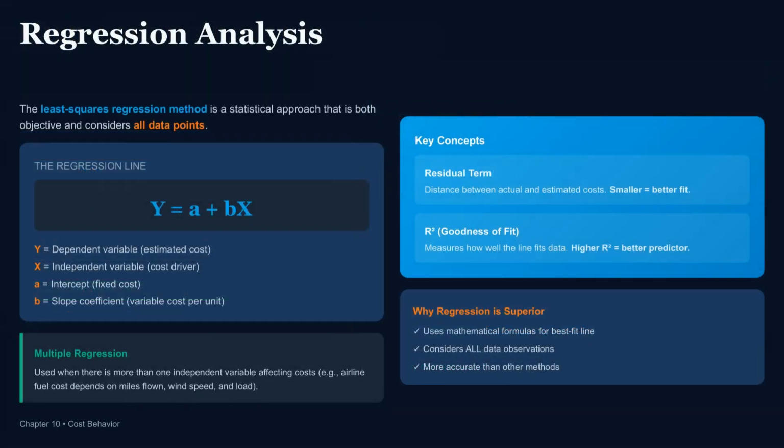Dive into regression analysis, where least squares regression offers a mathematically robust approach. This slide explains the equation y equals a plus bx and unpacks key concepts including residual term and R-squared. It also touches on multiple regression when more than one cost driver is involved. The method is superior due to its comprehensive use of all data points and objective evaluation, ensuring a more accurate prediction of cost behavior for better outcomes.